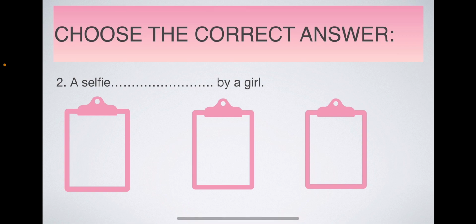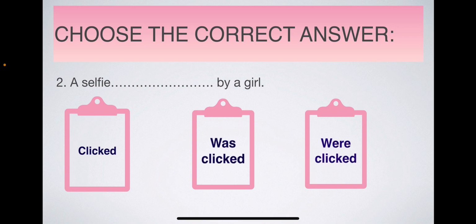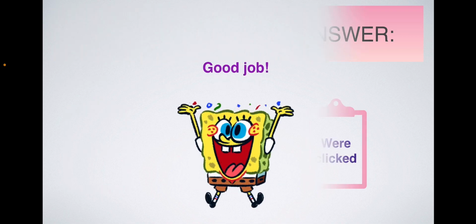Let's go to the next question. A selfie by a girl. What is the correct answer? Clicked, was clicked, were clicked. Again, take a look at the object, a selfie. Is it plural or singular? Singular, correct. So, was clicked.